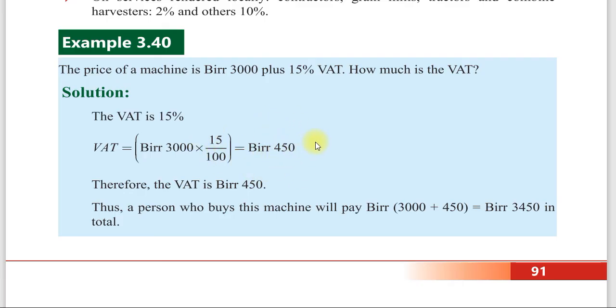Thus the person who buys this machine will pay 3000 birr plus 450, totally 3450 in total.